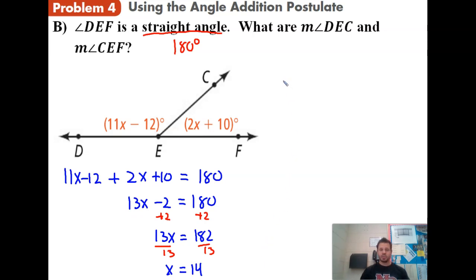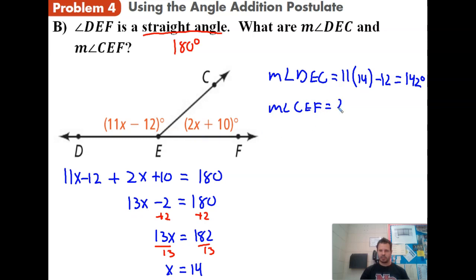Okay, to finish that off, we'll substitute the x value into my expressions for the angles. We can find the measure of angle DEC. That's going to be equal to 11 times the x minus 12. So we'll say 11 times the 14 minus 12, which is 142 degrees. And same thing for the measure of angle CEF. That'll be 2 times x minus 10. So 2 times the 14 minus 10, which is equal to 38 degrees. And again, I can check that by adding these two together. I should get 180 for the straight angle, I do, so I know that I did things correctly.